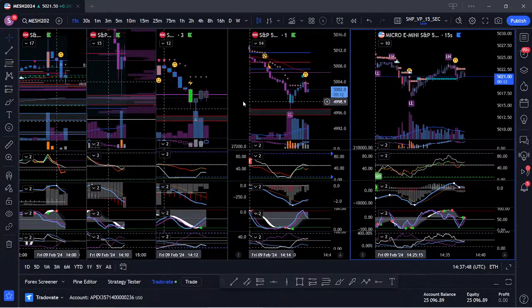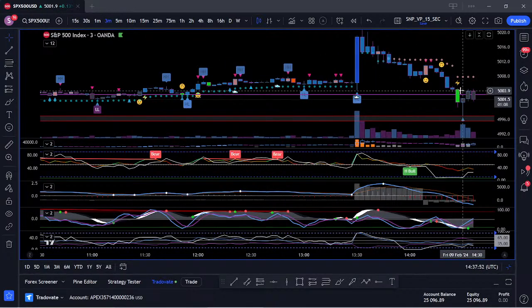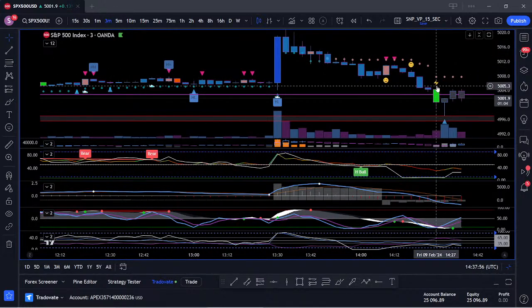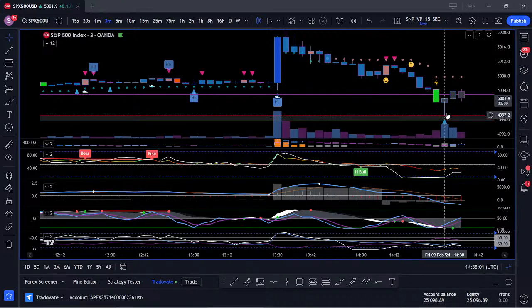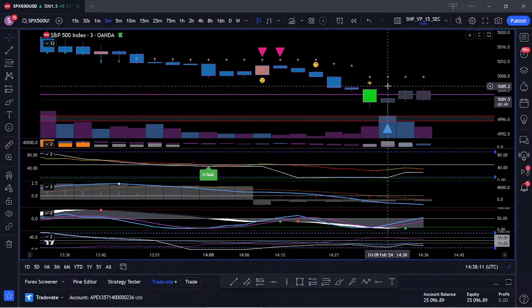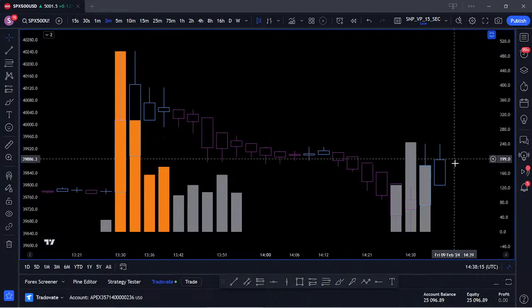Okay, now do we have divergence? Let's investigate divergence. This green means there's an order block. This means buyers were interested, but it was taken by the sellers, and then again buyers stepped in and pushed it back, buyers again. Now the sellers are trying to push, but it's still buyers.